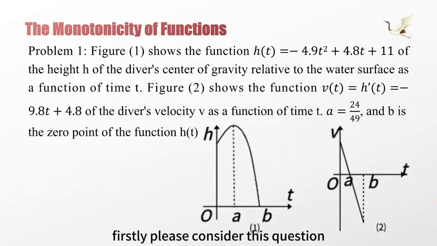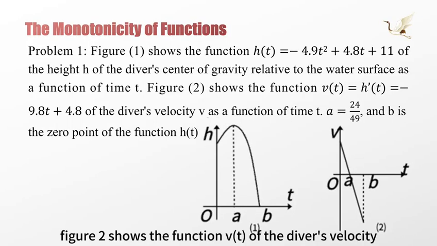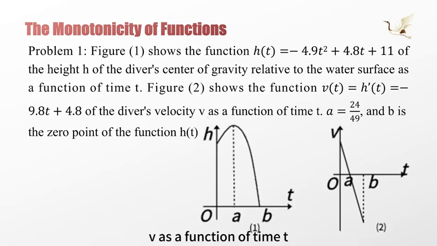Firstly, please consider this question. Figure 1 shows the function h(t) of the height h of a diver's center of gravity relative to the water surface as a function of time t, which is h(t) = -4.9t² + 4.8t + 11. Figure 2 shows the function v(t) of the diver's velocity v as a function of time t. This is the derivative of h(t). The image is v(t) = -9.8t + 4.8.